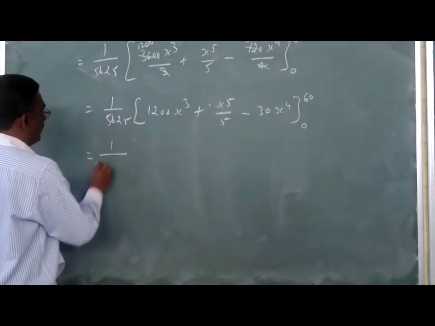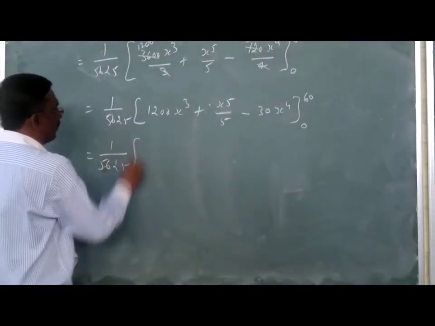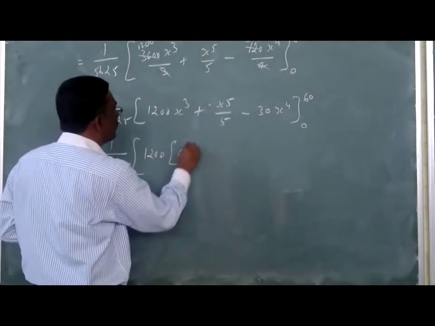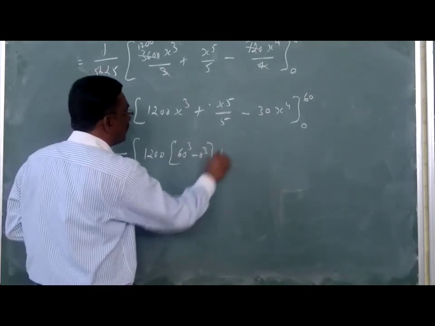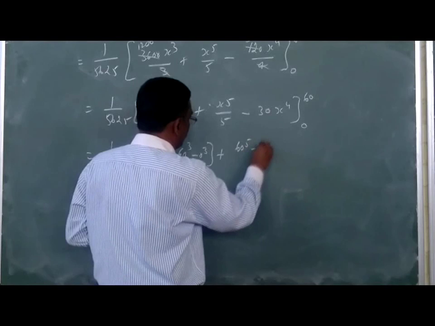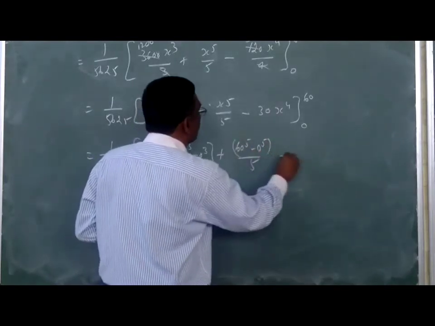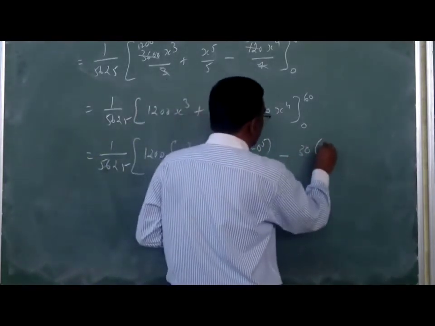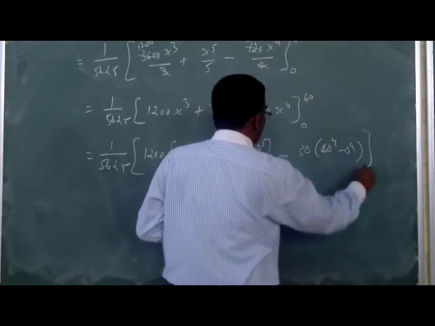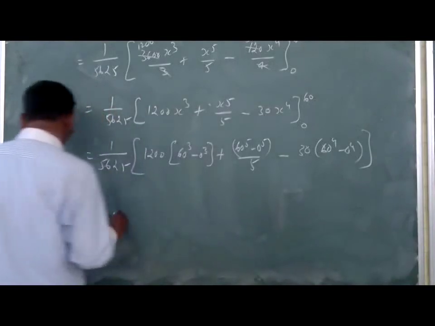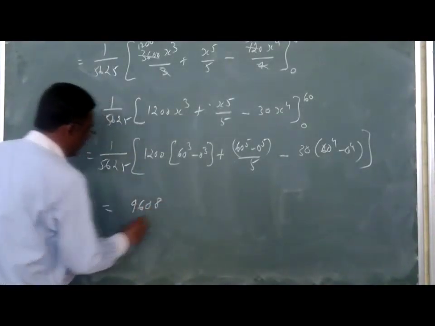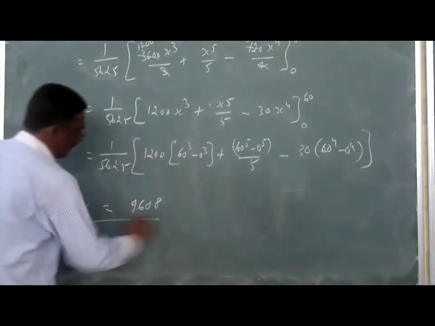Substituting the values of the limit, 1200, limit value 60 cube minus 0 cube, plus 60 to the power 5 minus 0 to the power 5 by 5, minus 30 into 60 to the power 4 minus 0 to the power 4. So this is reduced to 4608. This is the value of the denominator.